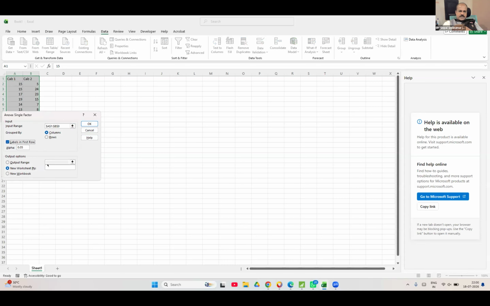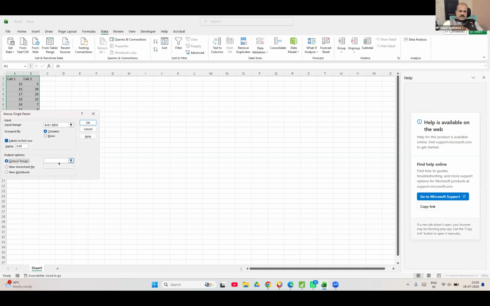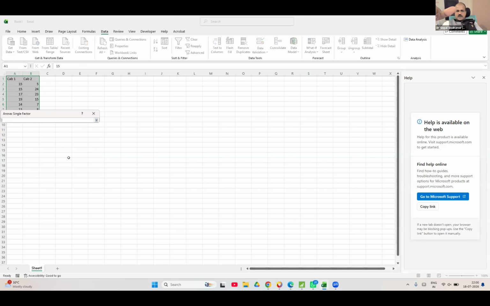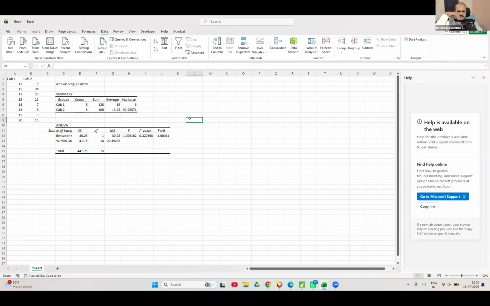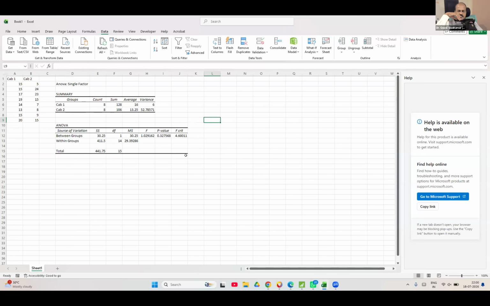Then come to the output range. Place your cursor inside the output range box. Now select somewhere outside, on the right side, anywhere in the free area. Yes, D1 is okay, or D2. Right, okay, that's all. Shall I click this, sir? Click that. Now you give okay. That's all. Your work is done. Now you did ANOVA using Excel.